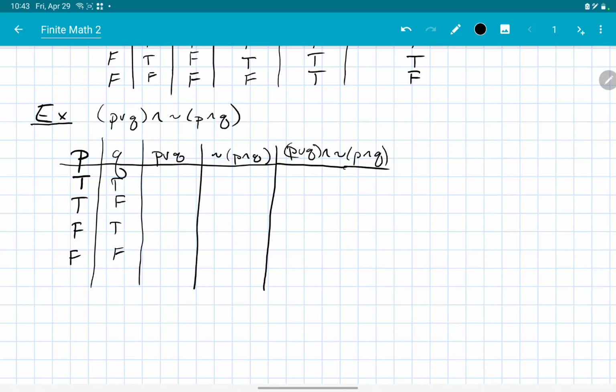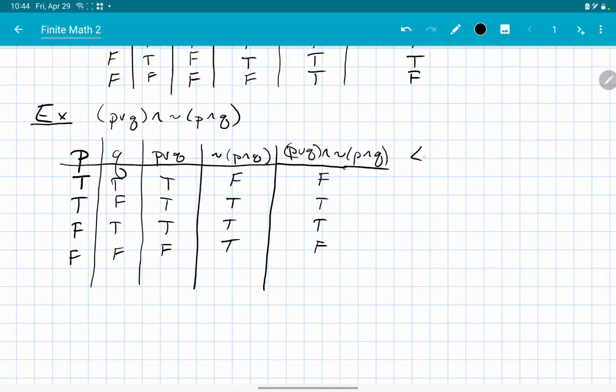Okay, let's take a look here. P or Q, this one's easy. If either of them are true, we're fine. So it's true, true, true, false. P and Q is only true when we have both P and Q, but then we're taking the opposite of that. So we have false, true, true, true. That's the opposite of P and Q. Right? P and Q is true, false, false, false. So we take the opposite, false, true, true, true. Now in the last one, we're looking for both of the previous columns to be true. So we have false, true, true, false.